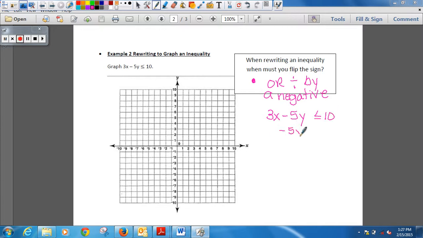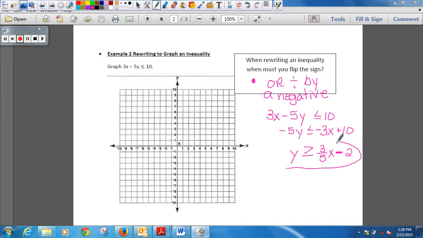I'm going to subtract 3x, minus 3x plus 10. I now need to divide by negative 5. Since I'm dividing by a negative 5, I have to remember to flip my inequality sign. Negative 3 divided by negative 5 is 3/5 x. Positive divided by a negative is a negative. 10 divided by 5 is 2.